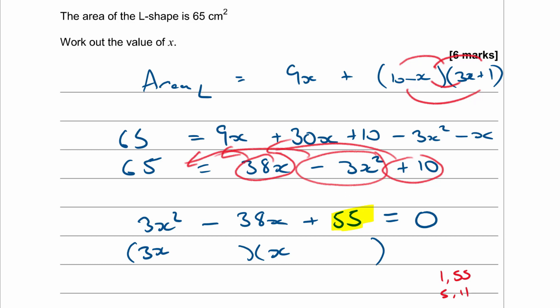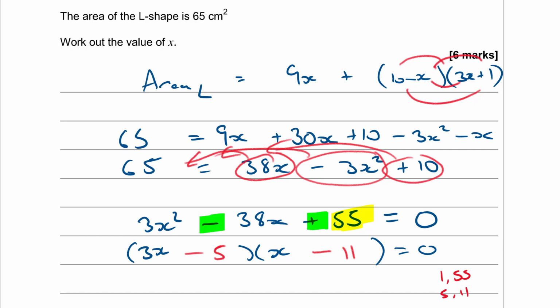Because we've got a positive last term and a negative term in the middle, the only way that can happen is if both numbers here are negative. So let's just try those numbers in. If I put the 11 in here and the 5 in here, then 3 times 11 would be 33, and 33 plus 5 would give you minus 38, wouldn't it? So that does actually work. Happy days. I don't have to do the formula.